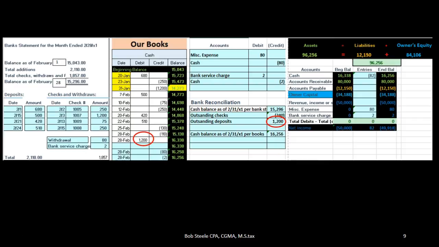So we're always going to see that the bank balance is almost always going to be different than our balance. Part of the reason for that is the timing difference related to the outstanding checks.